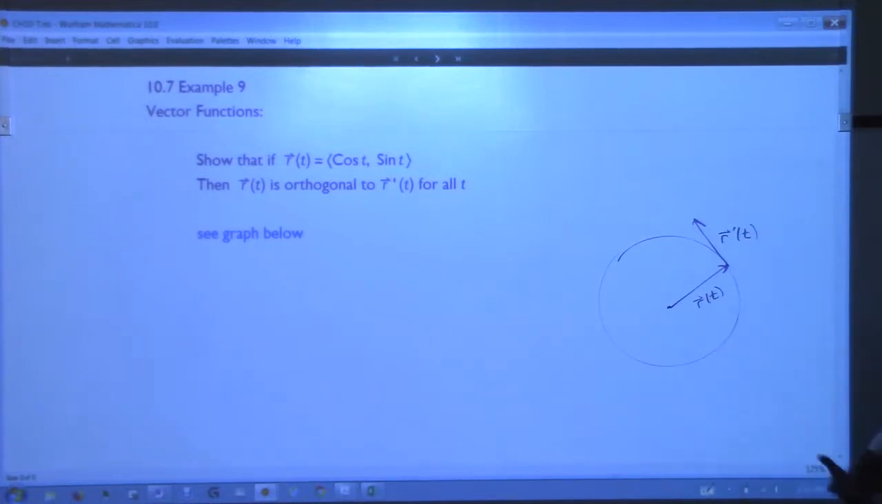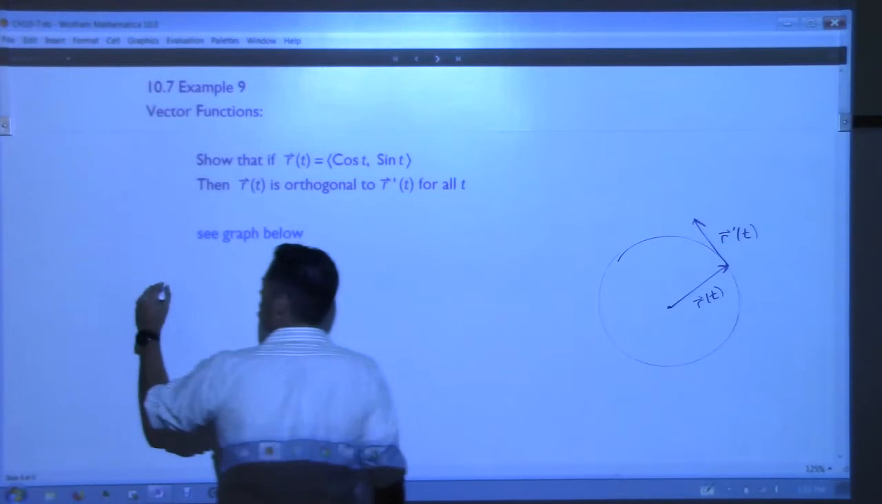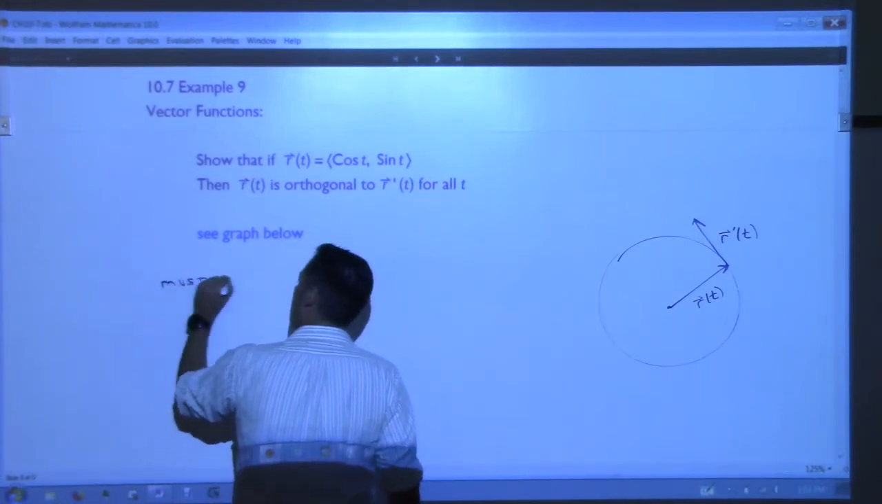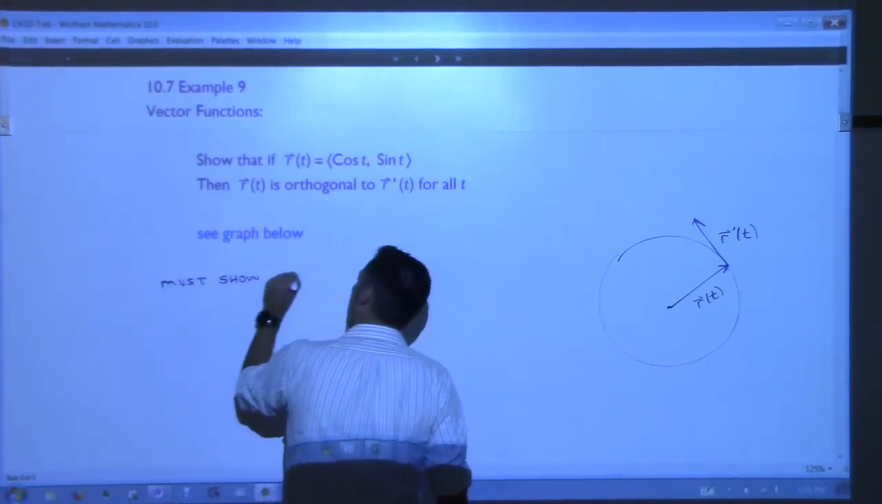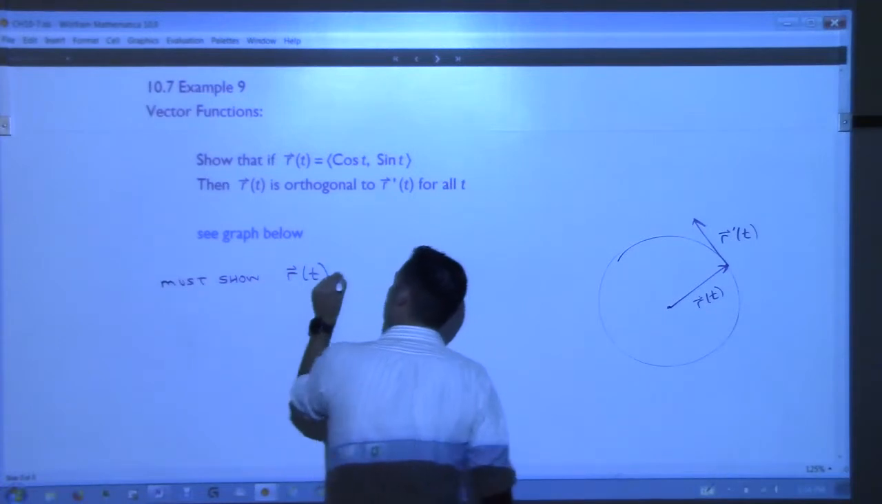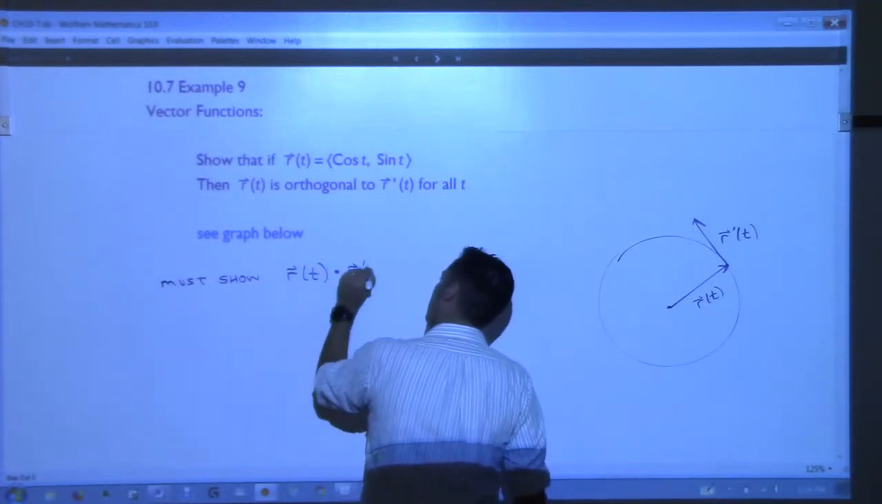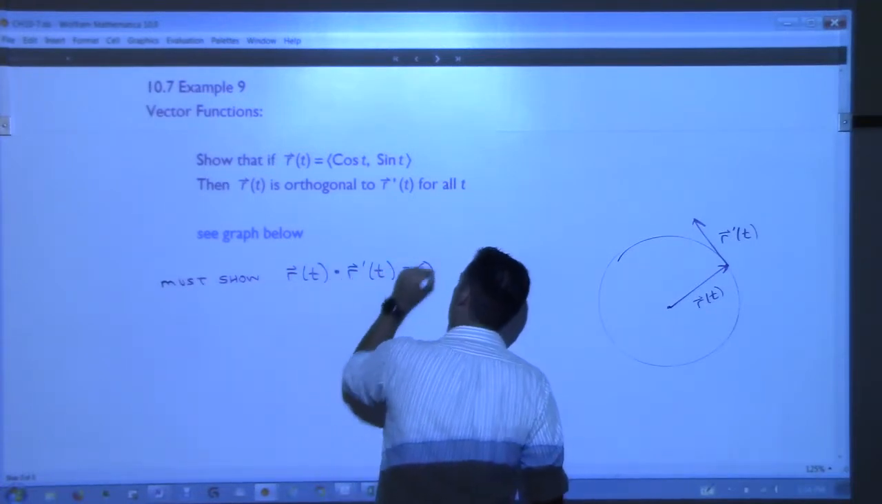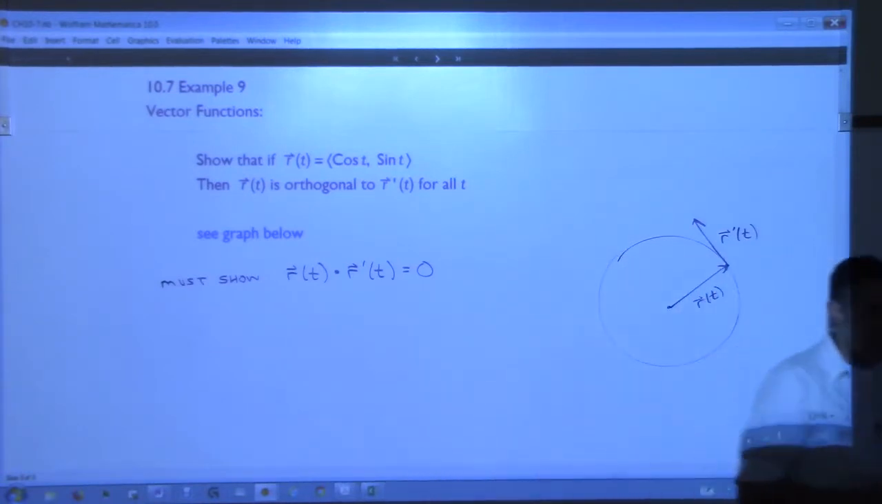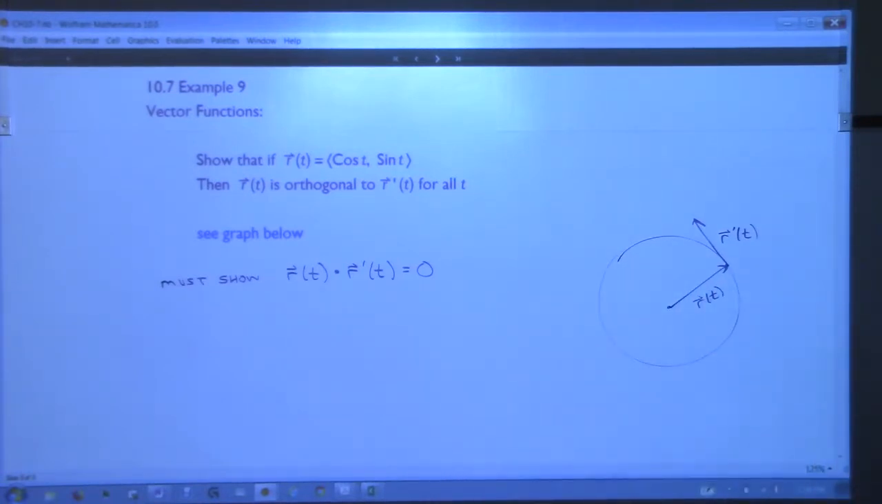But what is it that I really have to do then? Show that the dot product of the two is always zero. Must show that r of t dotted with r prime of t is 0, because that's how we check to see if two vectors are orthogonal, right? You dot them. And I think this will be easy to show.